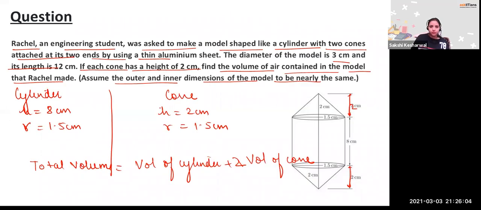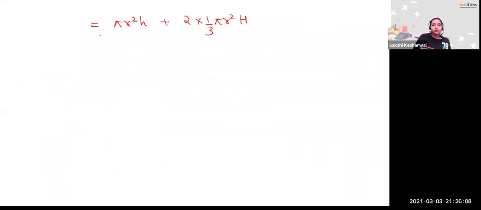So the volume of cylinder is pi r square h, and this is 2 times into 1 by 3 into pi r square h. Since both the h's are different, I name this one as capital H. You will see that pi r square is common, which makes your calculation easy. So pi r square times h plus 2 by 3 into H.